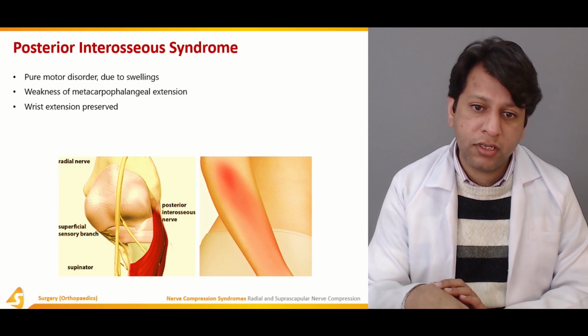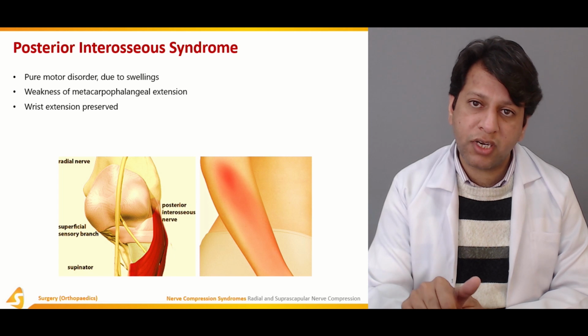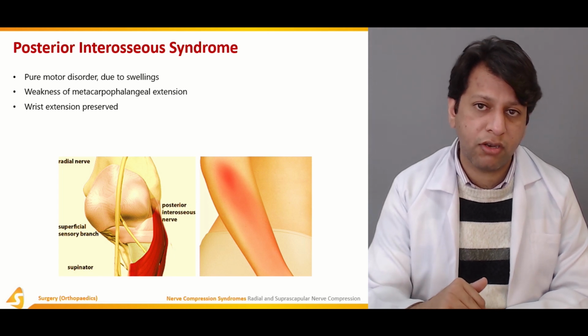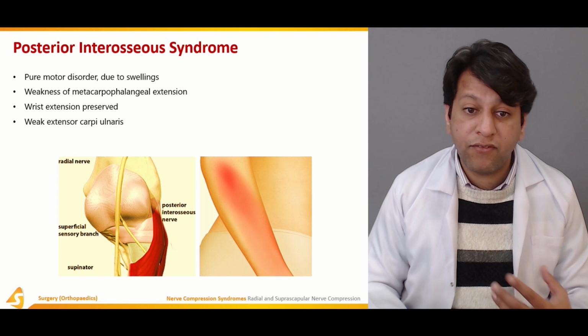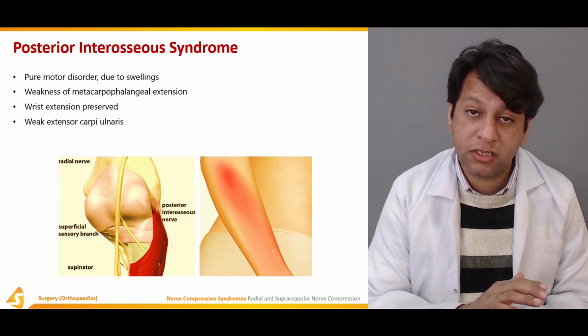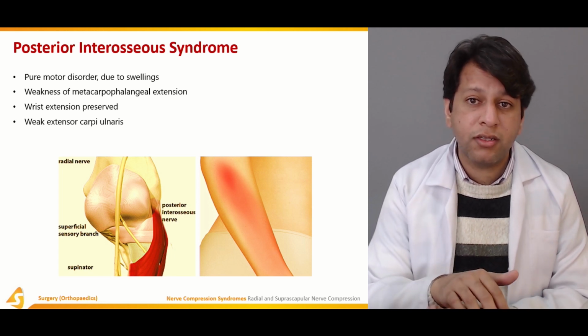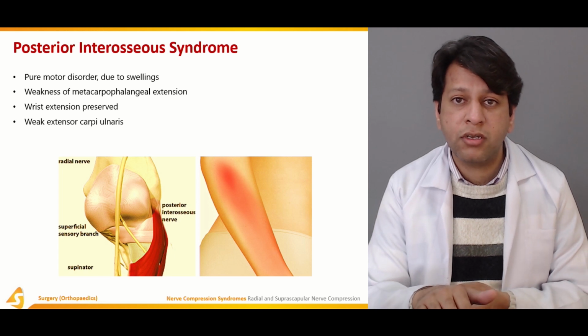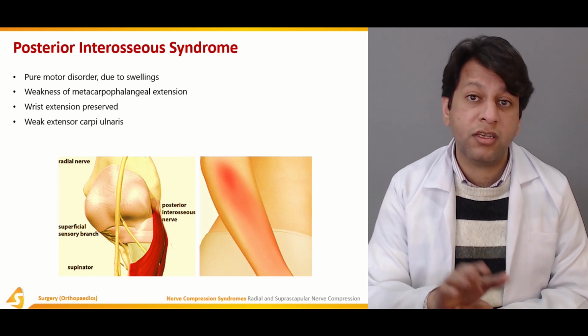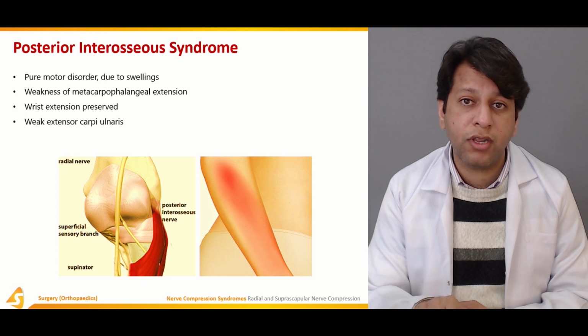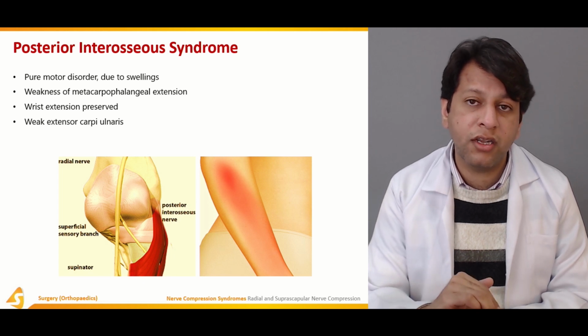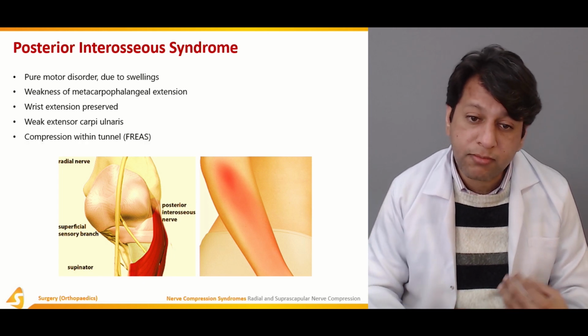Therefore, with the PIN injury, the classical sign is that when the patient tries to extend the wrist, there is a radial deviation along with it as well. The extensor carpi ulnaris is weak, as it is supplied by the PIN, so the countering force to the extensor carpi radialis longus is not provided by the extensor carpi ulnaris. Therefore, extension of the wrist joint results in radial deviation of the wrist.